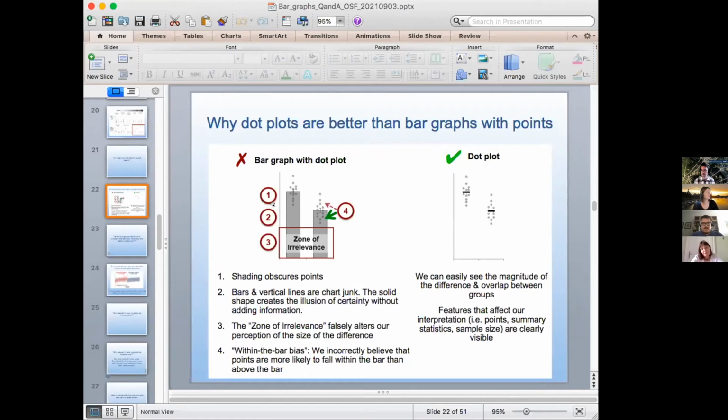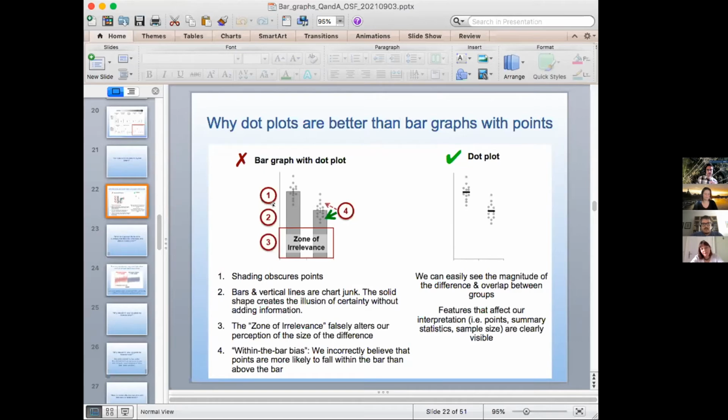The zone of irrelevance we talked about, if you happen to have one in your graph, can lead to a distortion in your perception of the range of observed values. And then lastly, there's something called within the bar bias. This is where we incorrectly believe that points are more likely to fall within or below the bar than they are to fall above the bar, which is another distortion of our perception of the values.